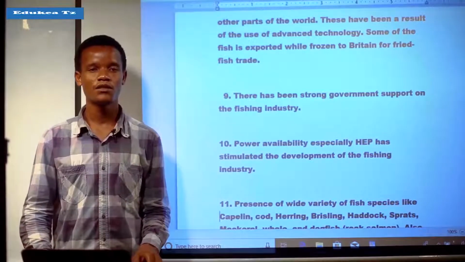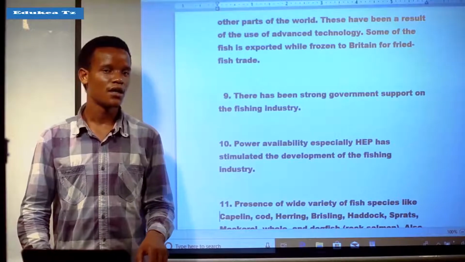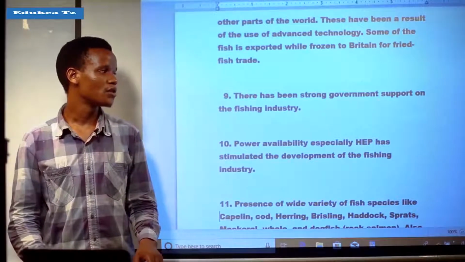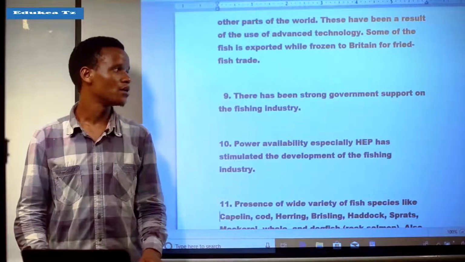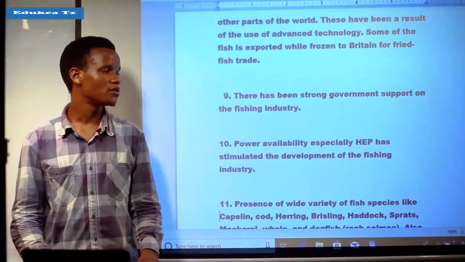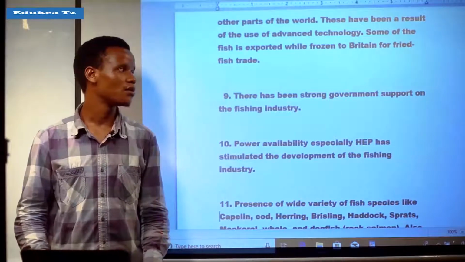It is simply because the fishing sector is among the economic sectors that lead to the development of the country. So government support greatly aids the development of the fishing industry in Norway.